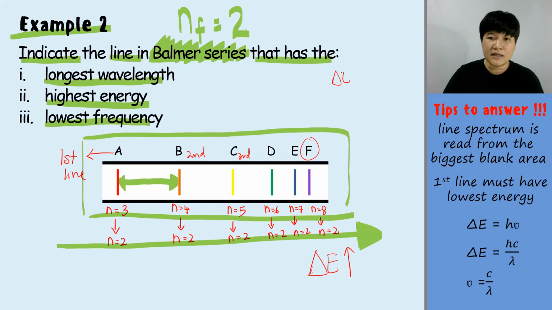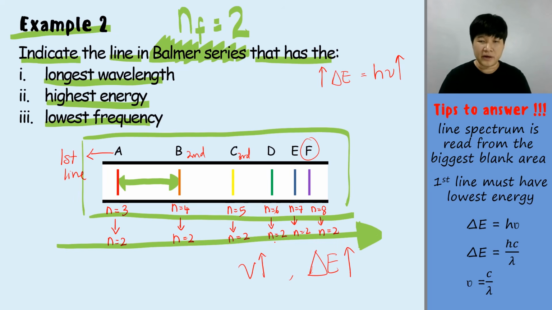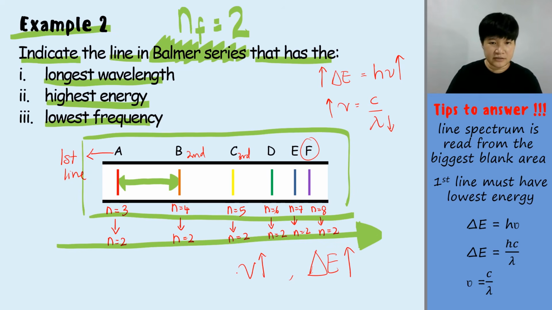Knowing that delta E equals h nu, frequency, delta E increase means frequency increase. We also know that frequency equals c over lambda. So when the frequency increases, lambda decreases. Moving from the left to the right, your energy will be higher, your frequency will be higher, and your wavelength will be lower.